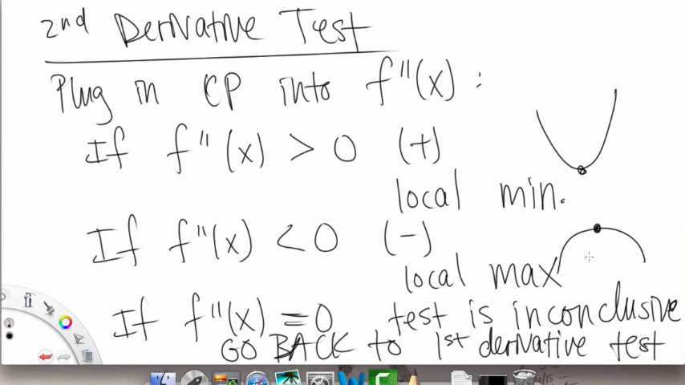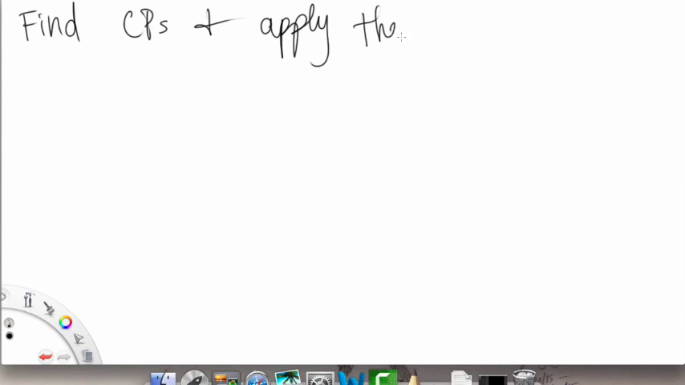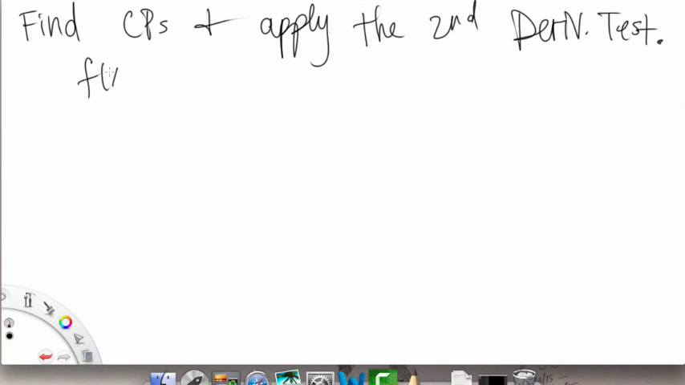Okay, so let's do an example of finding critical points and then applying that second derivative test that we just learned. And here's our function. We have f of x equals x cubed minus 12x squared plus 45x.